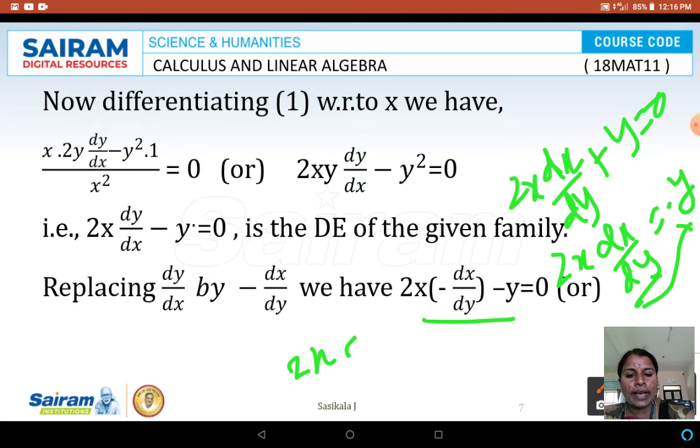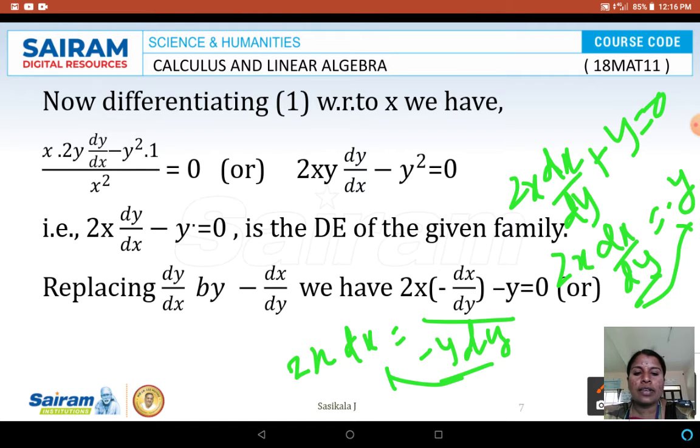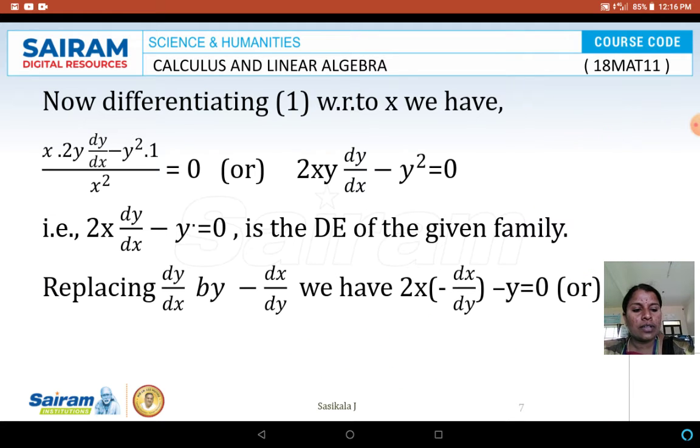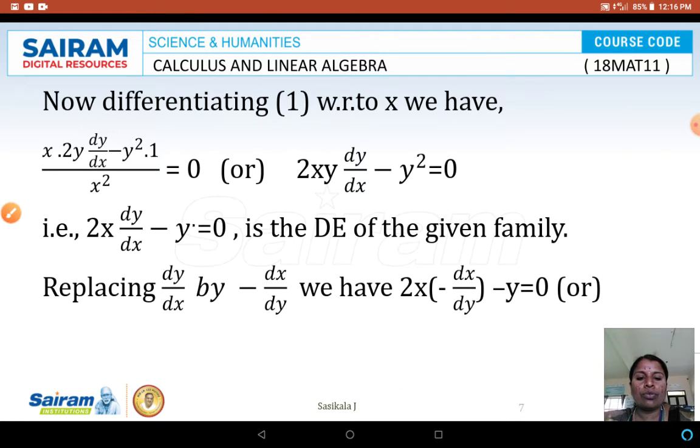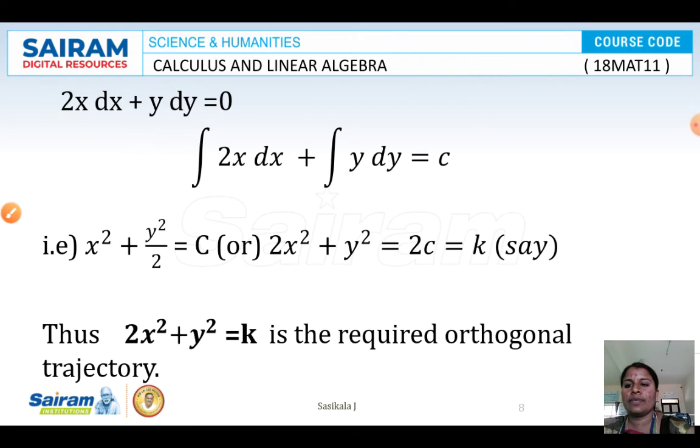I'll get 2x dx is equal to minus y dy. So this minus you can take to the other side, then you will be getting the next equation. What is that? So I'll be having 2x dx plus y dy equal to 0. Okay, now you can integrate.